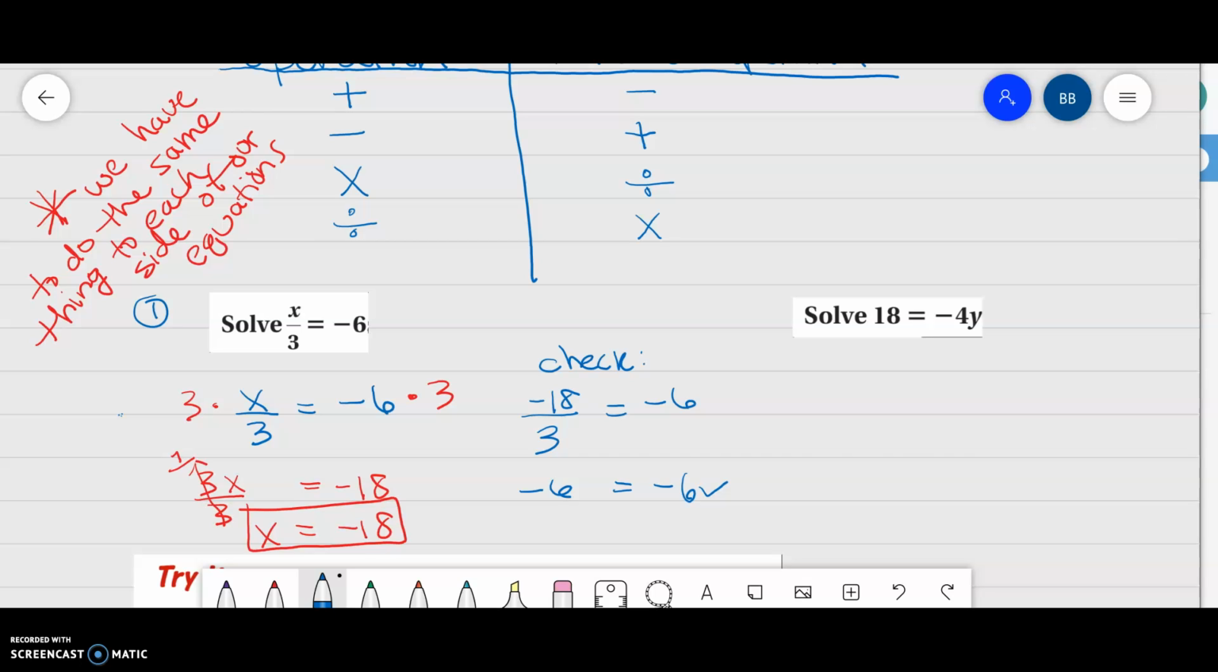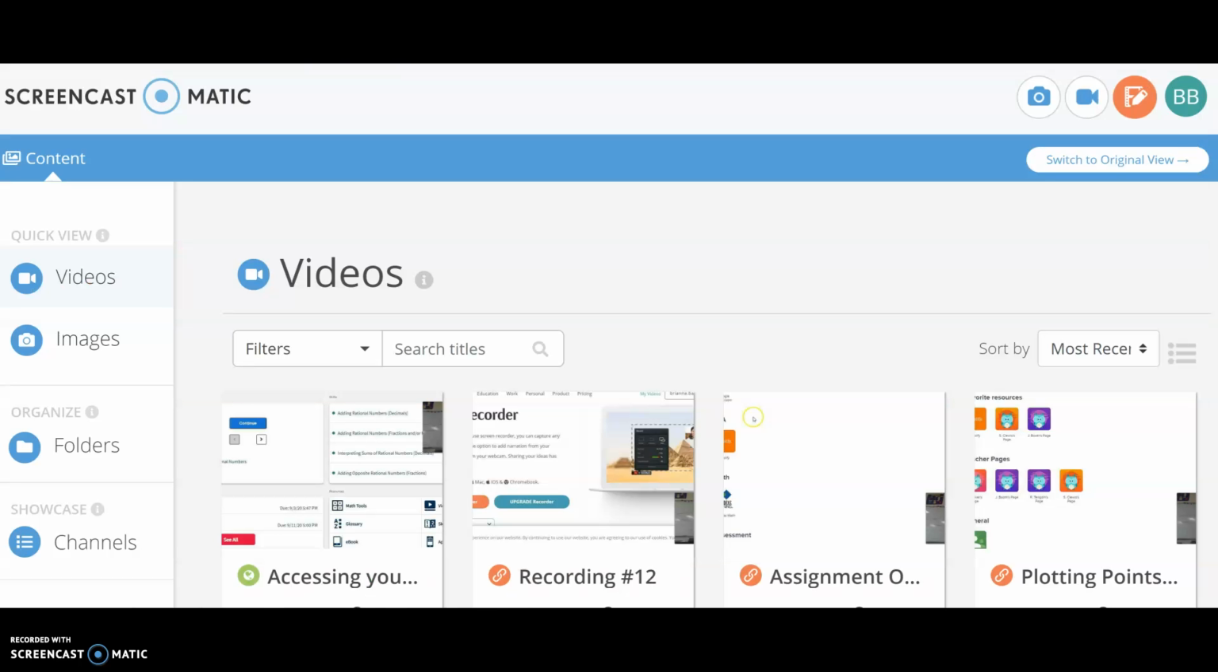So the next one is solve 18 equals negative 4y. So the first thing we want to do is look at the side of the equation with the variable, because that's what we're going to be undoing. So that's the right-hand side. And so y, the variable, is being multiplied by negative 4.